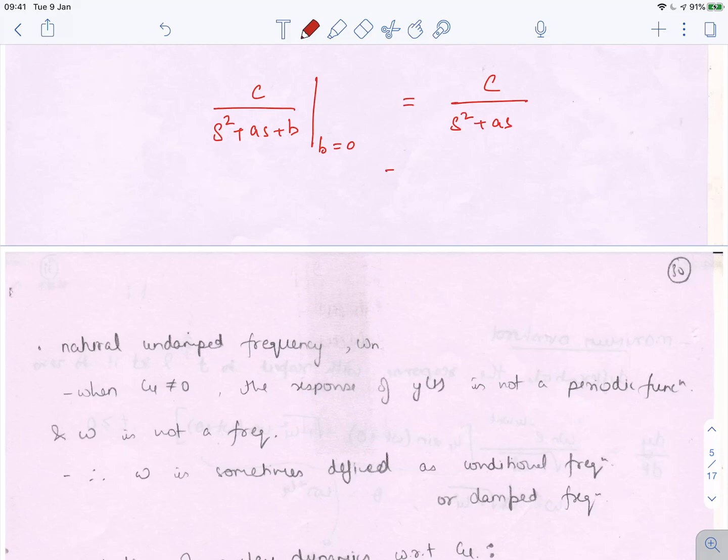Yes, in this case, we can in fact represent this as 1 upon S into S plus A, a first order system with an integrator. Yes, it is always a second order system, because we are having this S square.